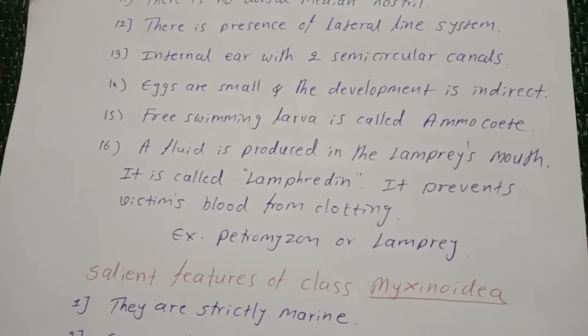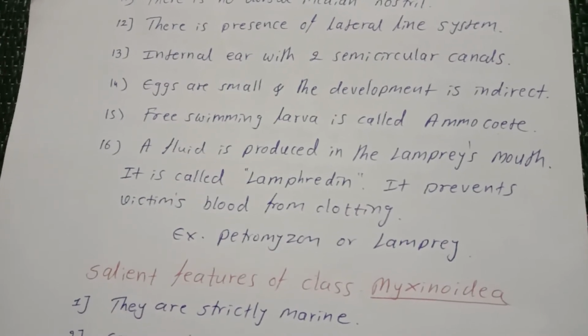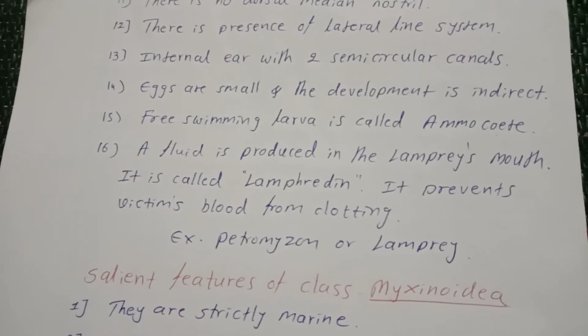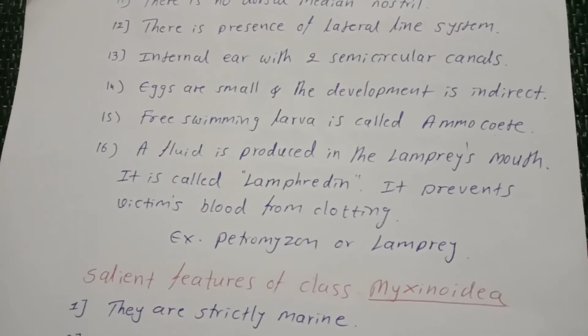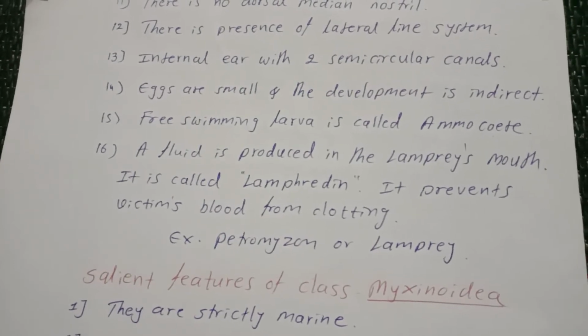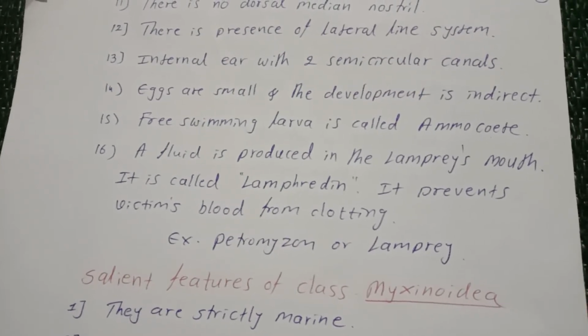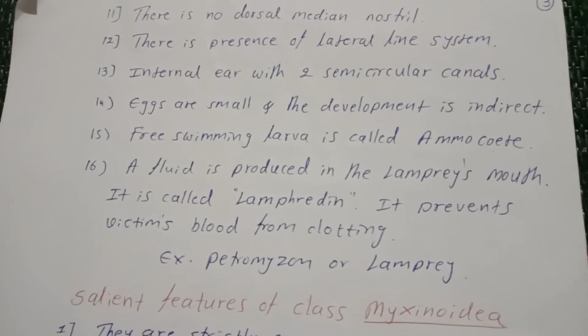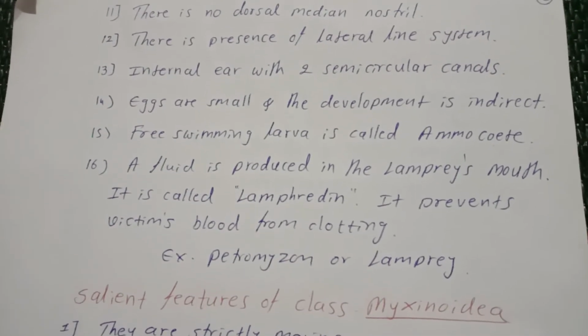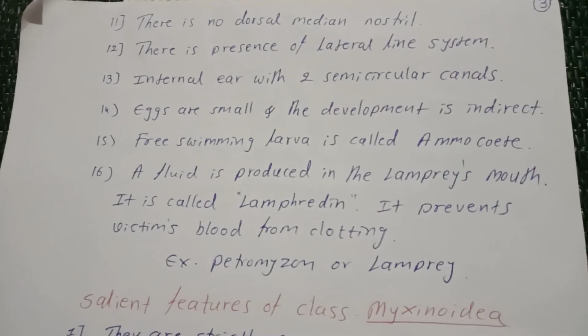A fluid is produced in the lamprey's mouth. It is called lampredin. This lampredin prevents the victim's blood from clotting. Example, petromyzon or lamprey.